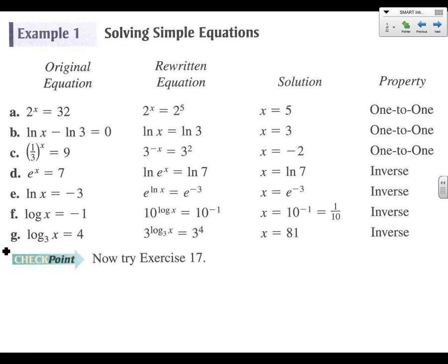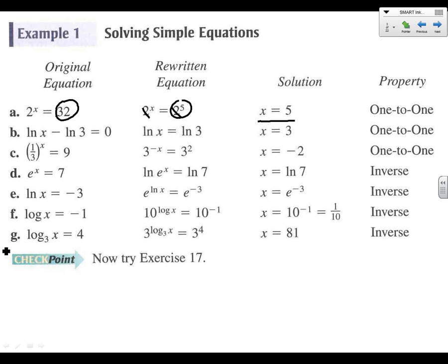So let's start with our first example. They're just throwing up a lot of examples here. Basically every single problem we're solving for x. What we want to do is get x by itself. If we look at problem A, we can rewrite 32 as 2 to the 5th, and then we get to cross off the 2's, so x equals 5.